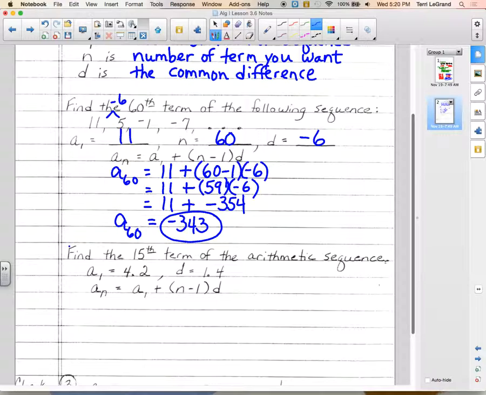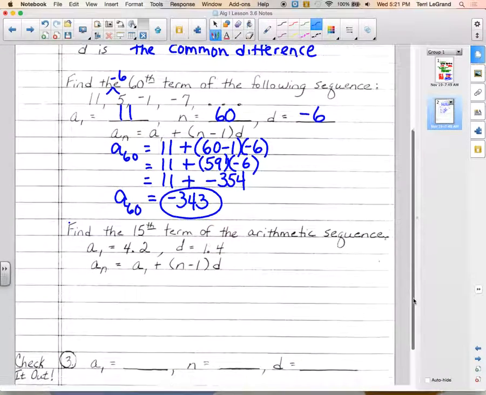When you're done, of course, you should always decide, do I have a reasonable answer? We had a decreasing sequence, and this is a lot smaller than the last term we were given, negative 7, so I'm feeling pretty confident about it, because at least it went down.